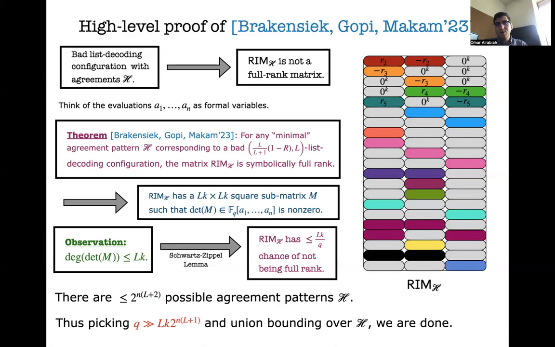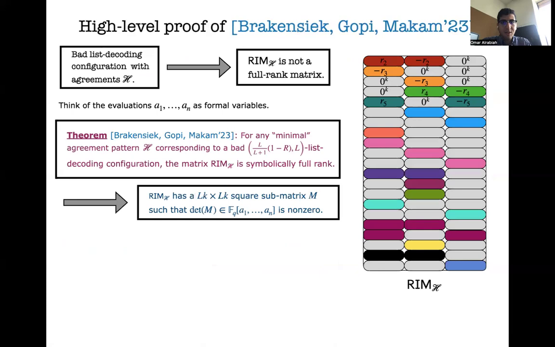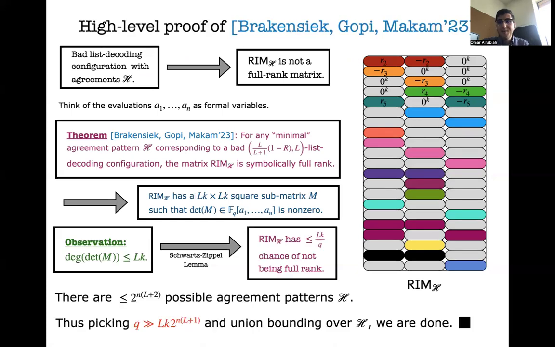Okay, so that's in short how the proof of Brakensiek, Gopi, and Makam goes. And now, we're going to give a high-level view of the Guo and Zhang proof based on the proof framework of BGM. The Guo-Zhang proof follows basically the same framework that we just described, but they have to incorporate the epsilon gap to the generalized Singleton bound.